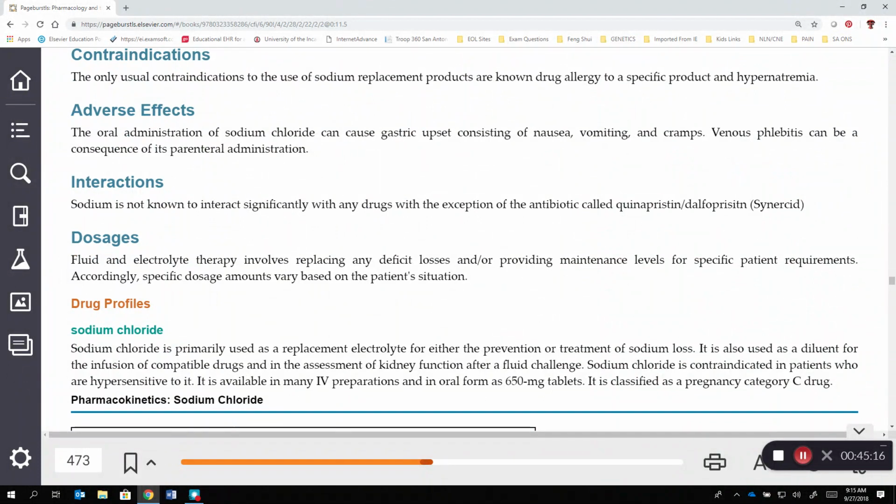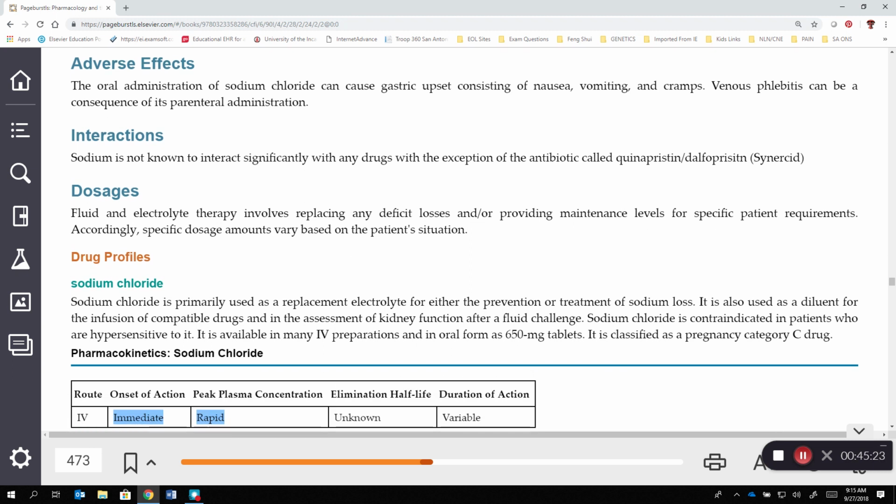The contraindications to using sodium replacement would be hypernatremia or a known allergy, which doesn't exist. Patients can get upset stomach, nausea, vomiting, and cramps from the oral administration of sodium chloride. That's why sometimes just giving them an IV, sometimes they'll come into the clinic or an outpatient setting that maybe has the ability to just do an IV infusion of, give them a liter of fluids, normal saline, and they're on their way and they're fine for a mild dehydration.